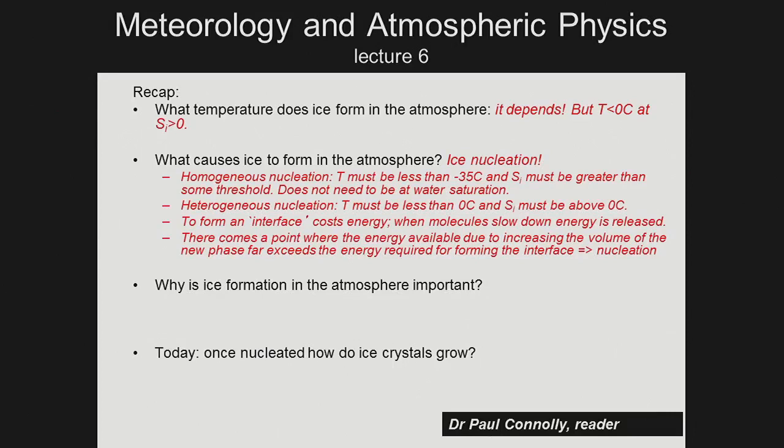That means if you have an ice surface, then water vapor in the air has to be such that the gradient is such that water vapor molecules will move towards that flat surface. Otherwise, ice cannot form from liquid water. So this is the second criterion.